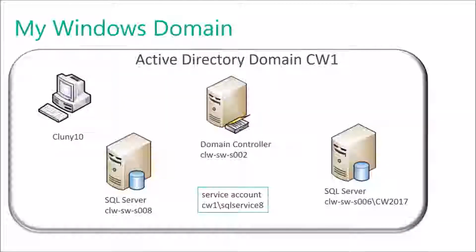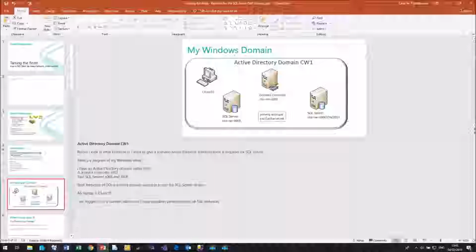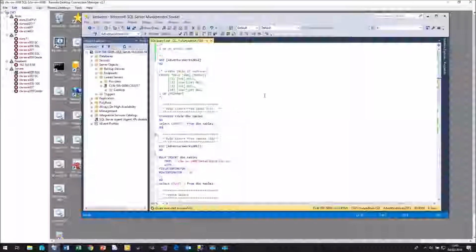Before I look at what Kerberos is, I want to give a scenario where Kerberos Authentication is required for SQL Server. Here is the diagram of my Windows setup. I've got an Active Directory domain called CW1, a domain controller called S002, and two SQL servers, S008 and S006. Both instances of SQL are using domain accounts to run the SQL service. I have a laptop called Clooney 10 and I'm logged in as a domain admin, and I have sysadmin permissions on all SQL instances. So let's come out of PowerPoint and let's remote onto my server called S008.